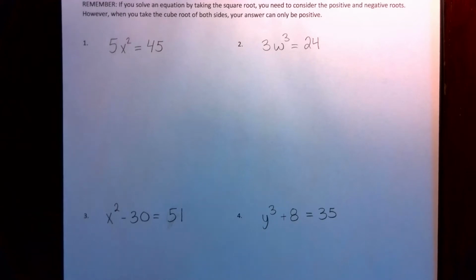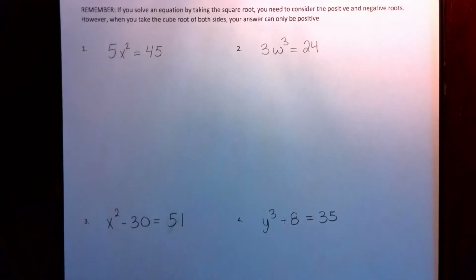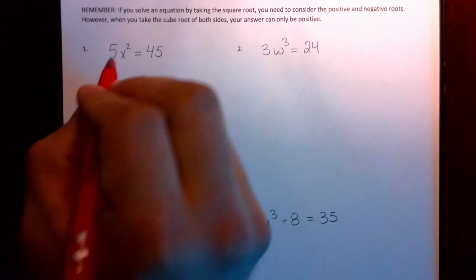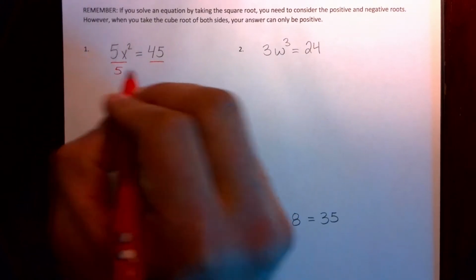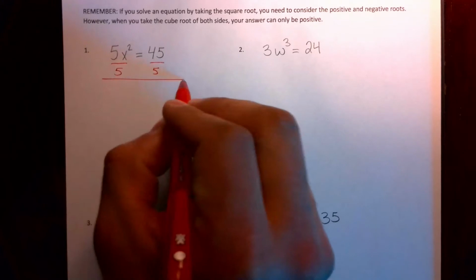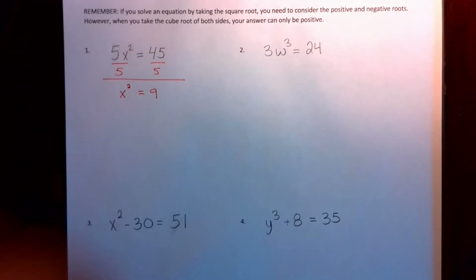Alright, so hopefully you paused it and tried it. We'll go over each one of these answers. For number 1, my first goal is to get the x squared alone, so I've got to get rid of this times 5. The opposite of multiplying by 5 is to divide by 5. So I do that to both sides, and I get x squared is equal to 9.